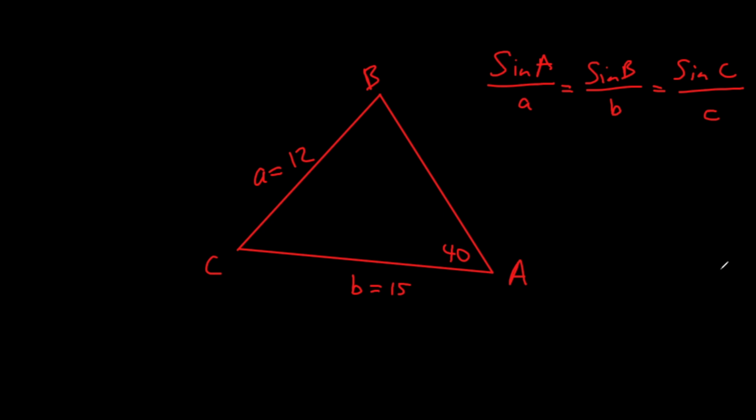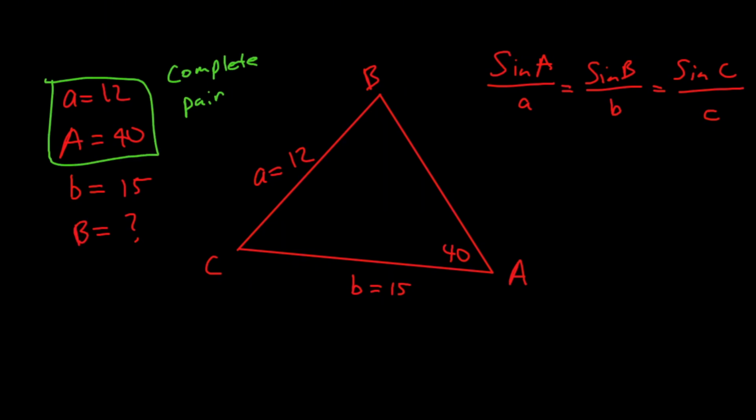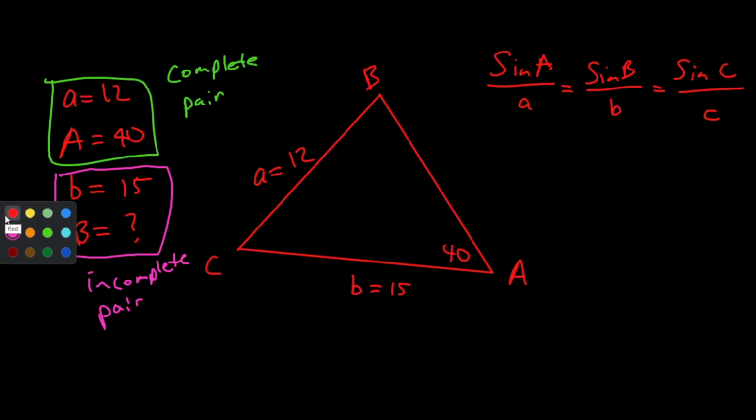So we have our triangle right here. We know that. Now I'm not going to write anything for C yet because we don't have any information about it, so we can't really solve it yet. When you're using sine law, you want to have a complete pair, and then you also want to have your incomplete pair. And you want to use just two of the three sine ratios.